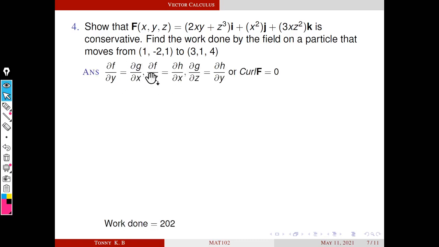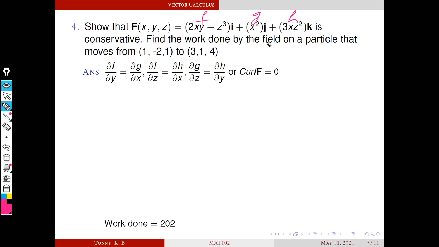Dou f by dou y is equal to dou g by dou x, and dou f by dou z is equal to dou h by dou x, and dou g by dou z is equal to dou h by dou y. Or we can find the curl of f. Anyway, this is our f, g, h. You can easily verify that it satisfies all the criteria. So this is a conservative vector field. You can easily verify this condition.